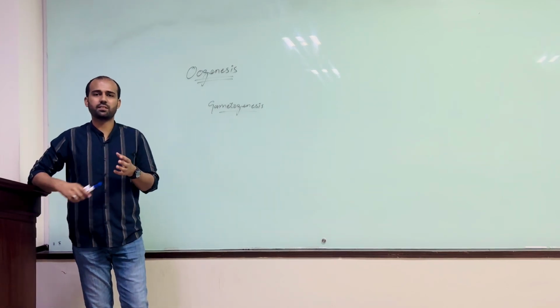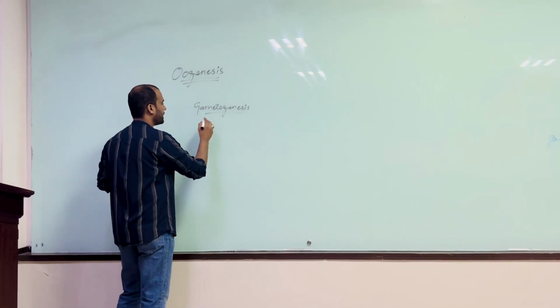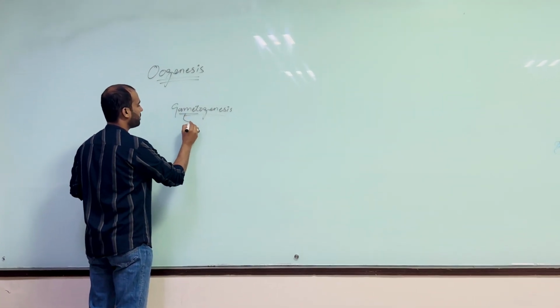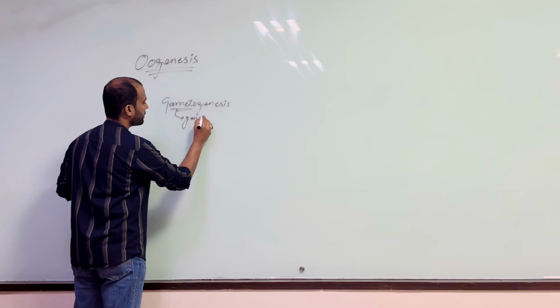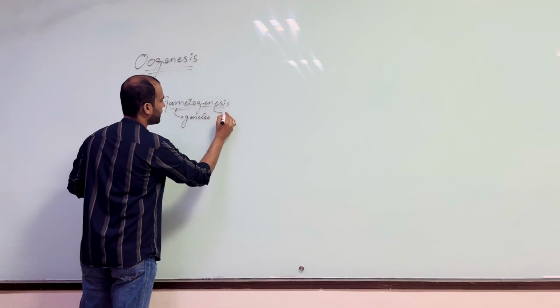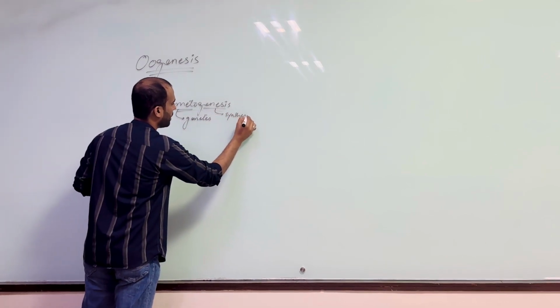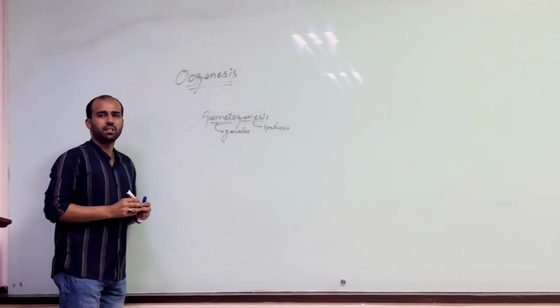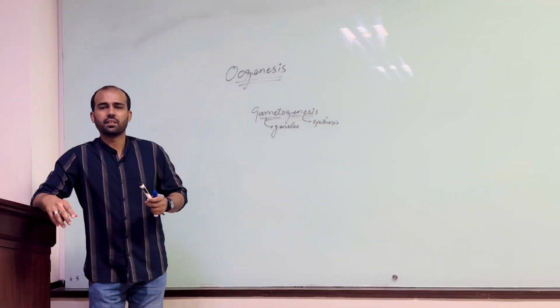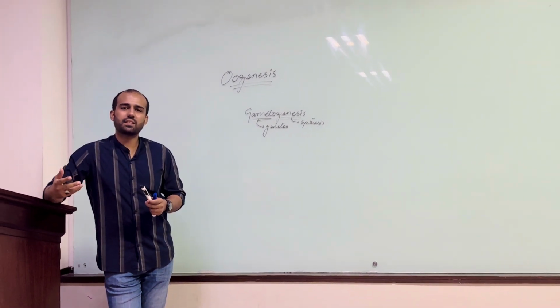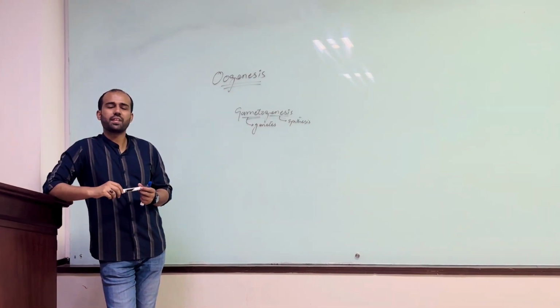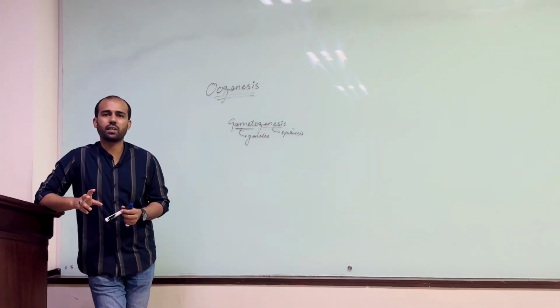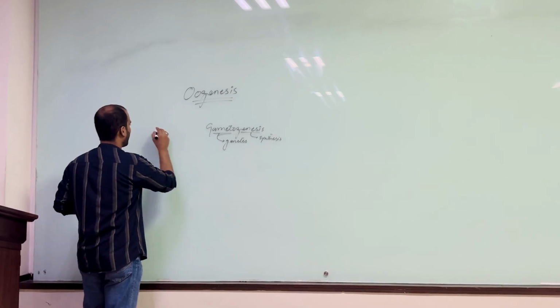What is gametogenesis? Gametogenesis is simply a term in which gameto represents the gametes and genesis means synthesis. So gametogenesis means synthesis of the gametes. Gametes are germ-like cells that are haploid cells. First of all, there is a term that is haploid and that is diploid.